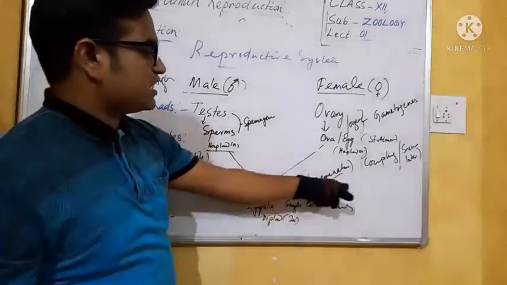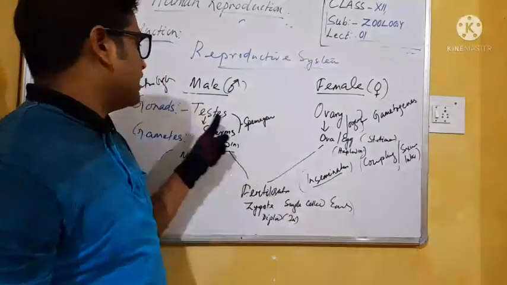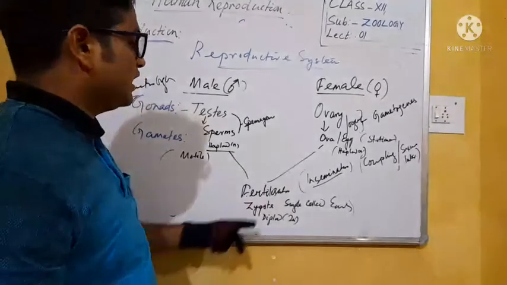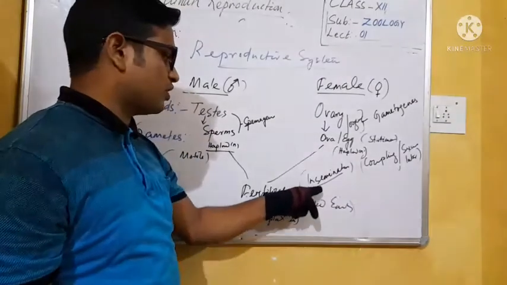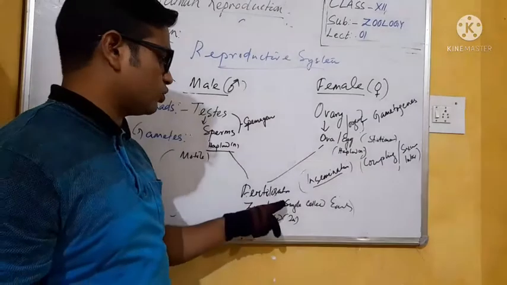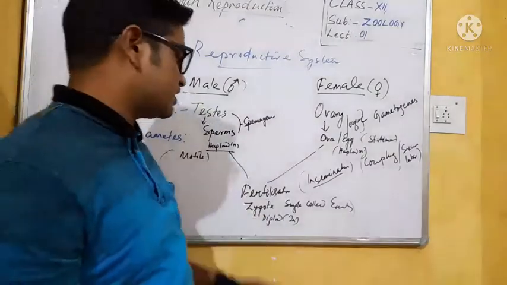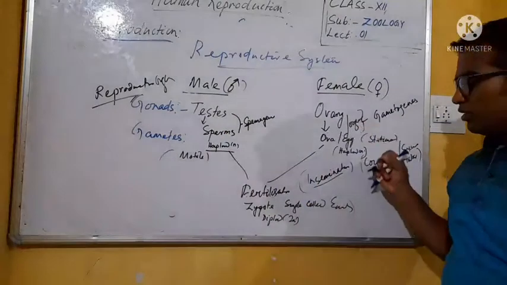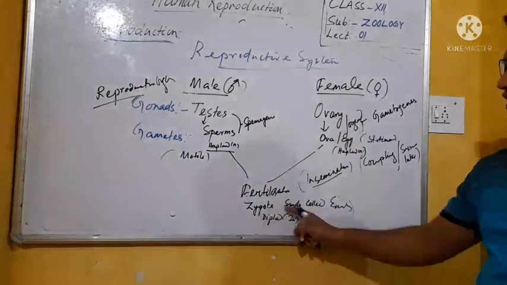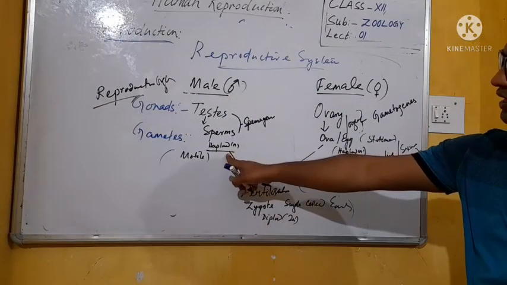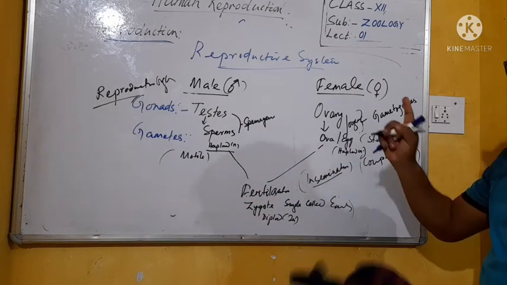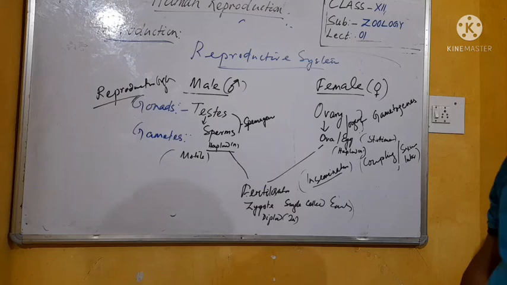When insemination occurs, if male and female are coupling with each other, then insemination occurs. After insemination, the fertilization also occurs. After fertilization, the zygote or single-celled embryo also forms, that is diploid or 2N. Haploid N sperm and haploid N ova are combined to form diploid 2N.